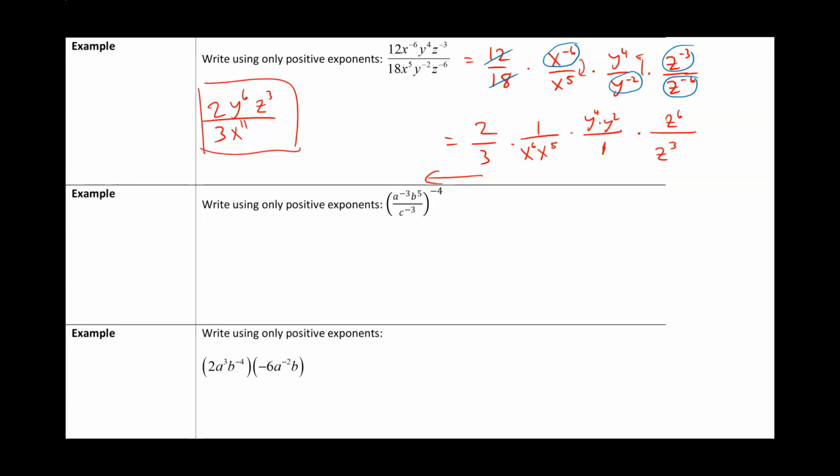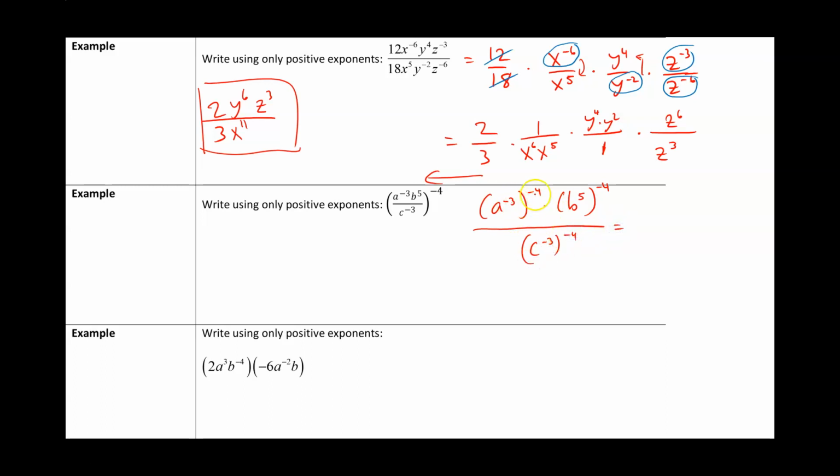Okay, next example. We have this parentheses raised to the negative 4th power. Remember that first thing we have to do is we take each individual term and raise all of them to the negative 4th power. So we have a to the negative 3rd to the negative 4th, b to the 5th to the negative 4th, and then we have c to the negative 3rd to the negative 4th.